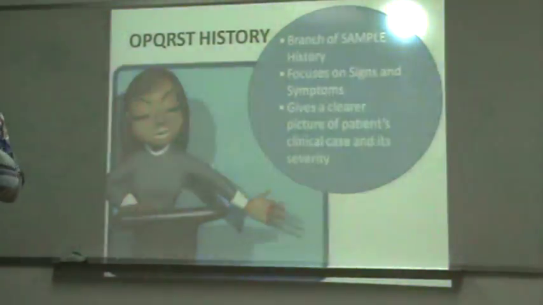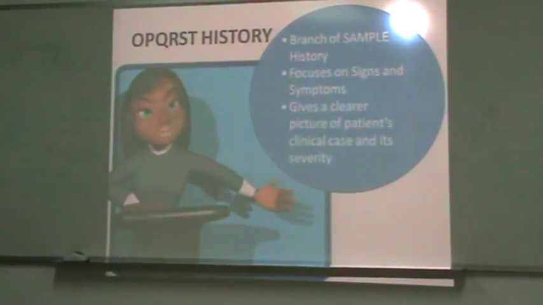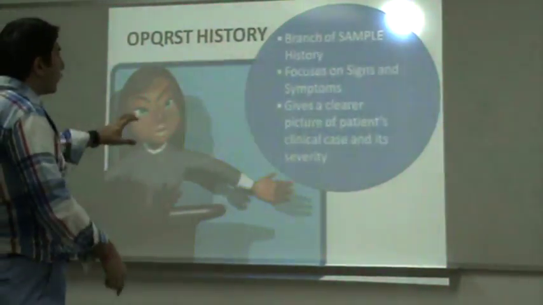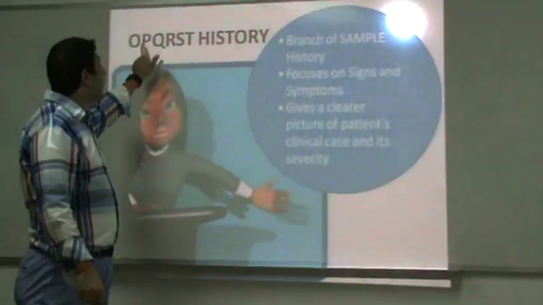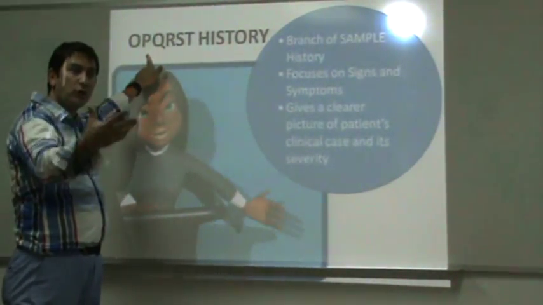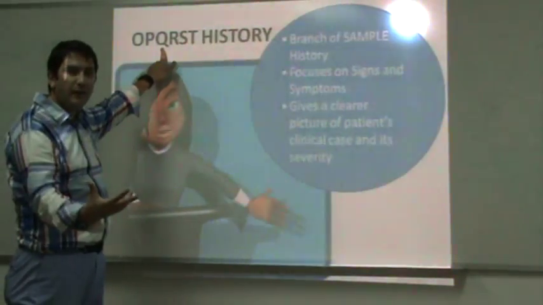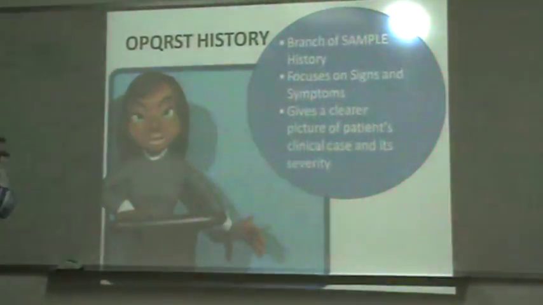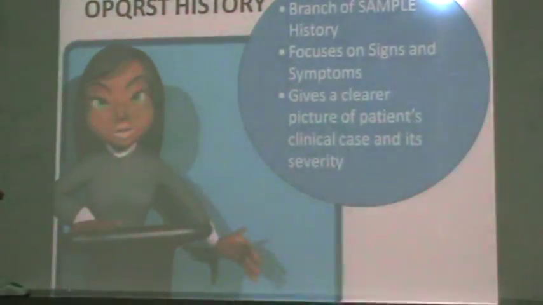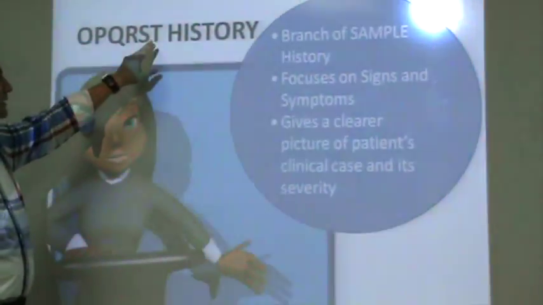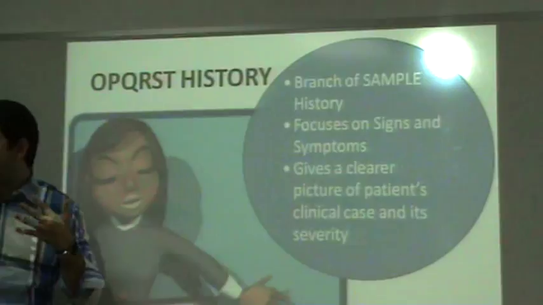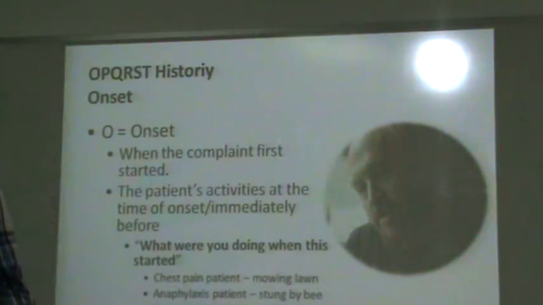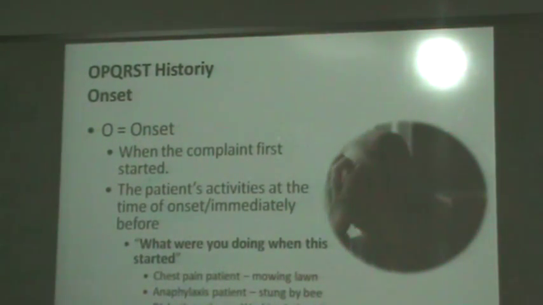They are actually part of the SAMPLE history, but they focus on the signs and symptoms. Look for the onset, what provoked it, what made it happen, what made it worse, what made it better. Look for the quality of the sign or symptom, the radiation, is it in one place or is it radiating, traveling. T is for time, and S is for the symptom itself. So the onset: what do you mean by the onset? When did it start?